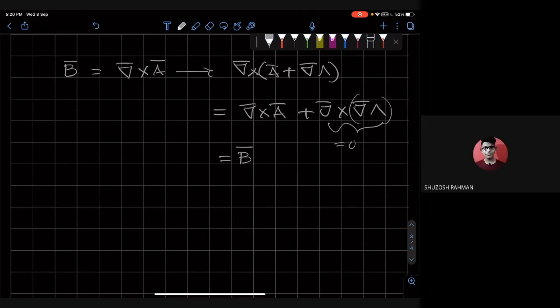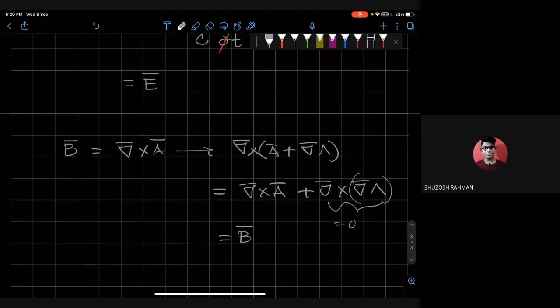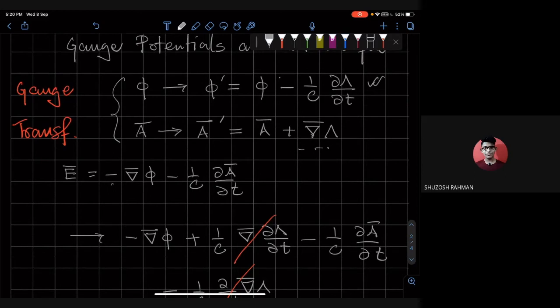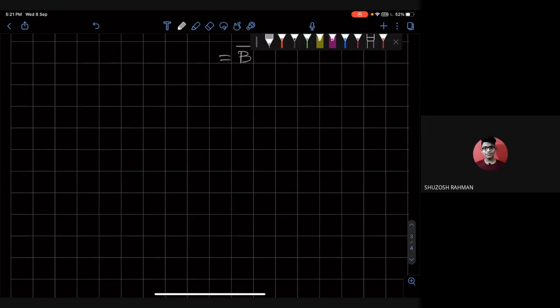So gauge potentials are not unique in the sense that if we change phi and A, the field won't change. Is that what it means? Yeah. So gauge potentials are not unique, okay?